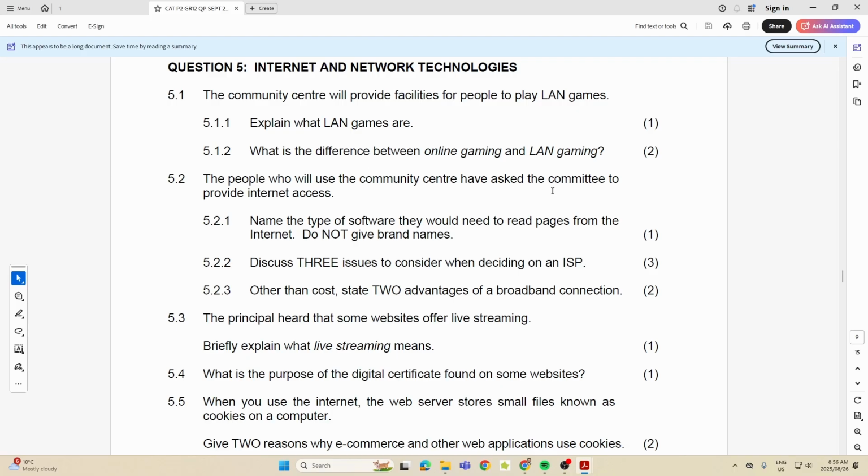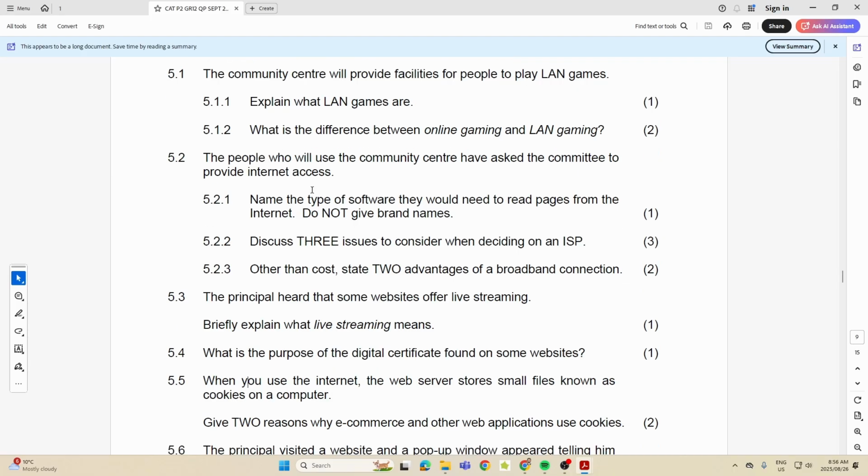The people who use the community center have asked the committee to provide internet access. Name the type of software they would need to read pages from the internet. Pages from the internet. How do you read anything that's on the internet? You read it via a web browser.